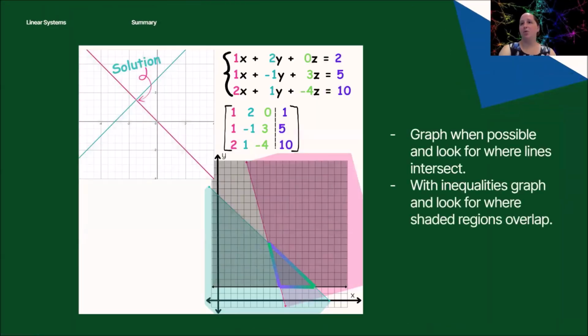So whenever possible, graph and look for where lines intersect. With inequalities, you want to graph and look for where shaded regions overlap. And then when you're dealing with matrices, you're just looking at the coefficients and the constants. And that is the end of lesson 6.